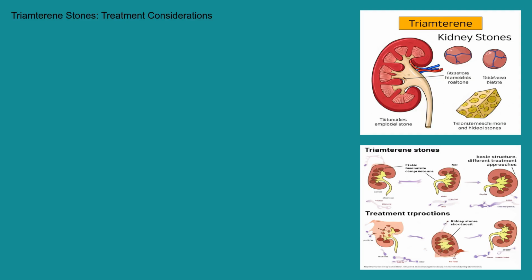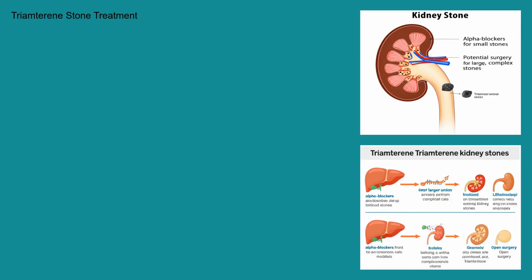While there aren't specific types of Triamterene stones beyond the basic composition, the size and location of the stone will influence the treatment approach. Treatment for Triamterene stones depends on the size, location, and severity of symptoms. Small stones may pass on their own with increased fluid intake and pain medication. Alpha blockers, which relax the muscles in the ureter, can help facilitate stone passage. For larger stones, more invasive procedures may be necessary.